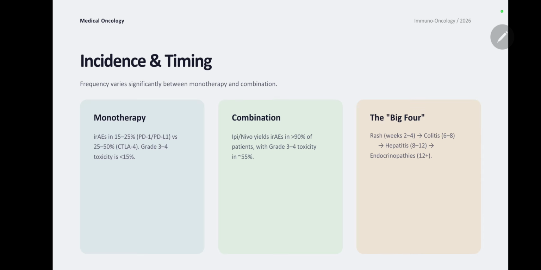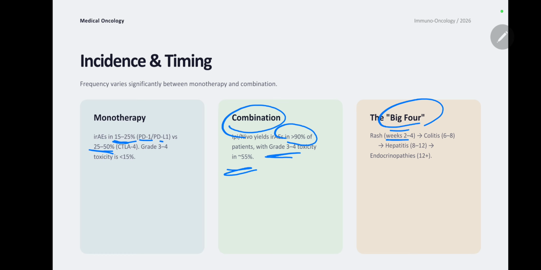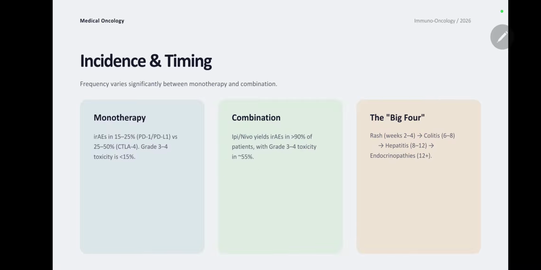years. Okay, so incidence and timing. If you use it as a monotherapy, most of the time it is about 25% with PD-L1 and single agents. If CTLA-4 is used, it is 25 to 50%, so CTLA-4 shows more toxicity. In combination it occurs in 90% of patients, and grade 3 and 4 occur in 55%. That is big. First to appear are rashes at week 2 to 4, then colitis at 6 to 8 weeks, hepatitis mostly develops at 8 to 12 weeks, and endocrinopathy mostly develops after 12 weeks.